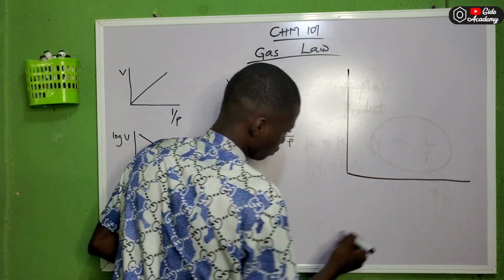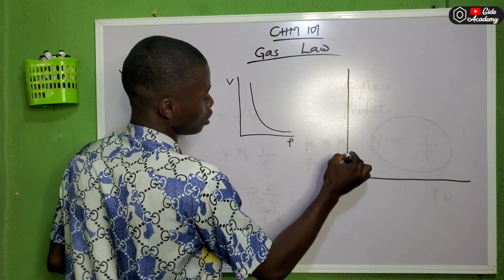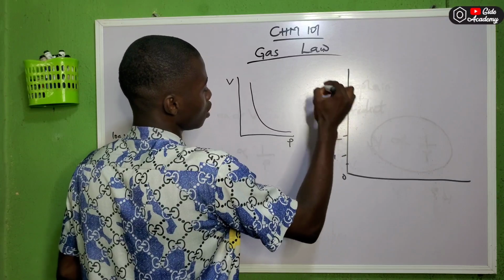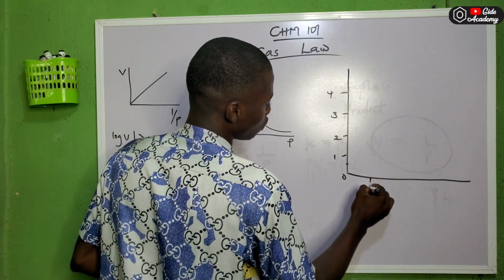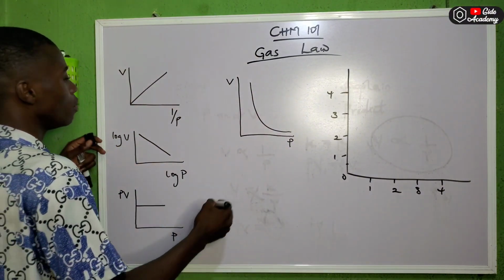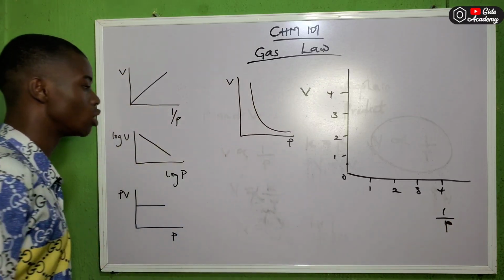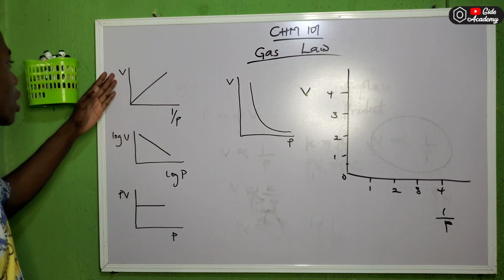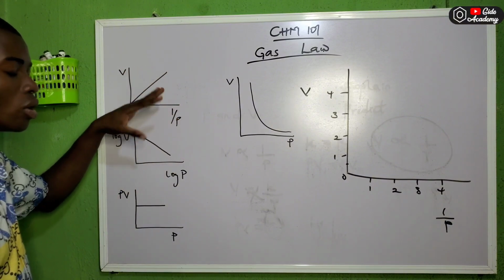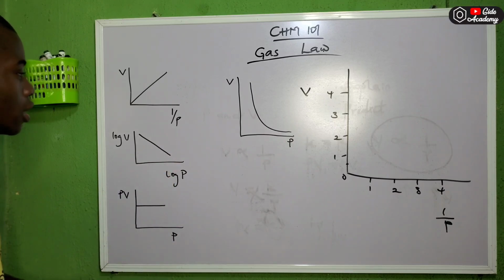Now, for this, let me show you something. Let's work with a graph. Here is 0, here is 1, here is 2, here is 3, here is 4. Here is 1, here is 2, here is 3, and here is 4. Here is V, while here is the inverse of P, the reciprocal of pressure. So this is telling us that V is inversely proportional to pressure. That's what this whole graph is trying to explain. Vertical axis is V, horizontal axis is reciprocal pressure, but that's not what I'm after now. Now look up.